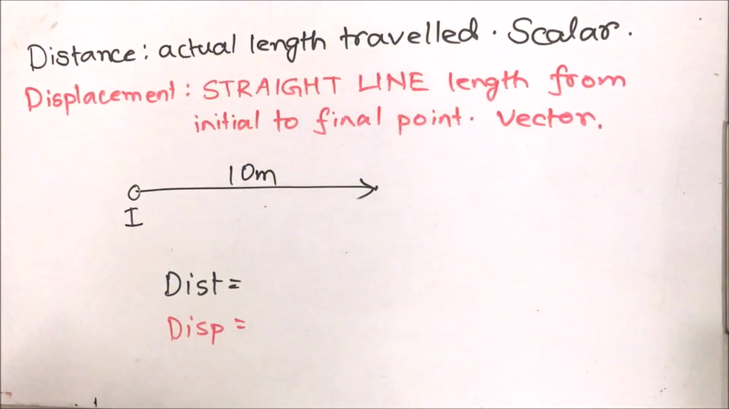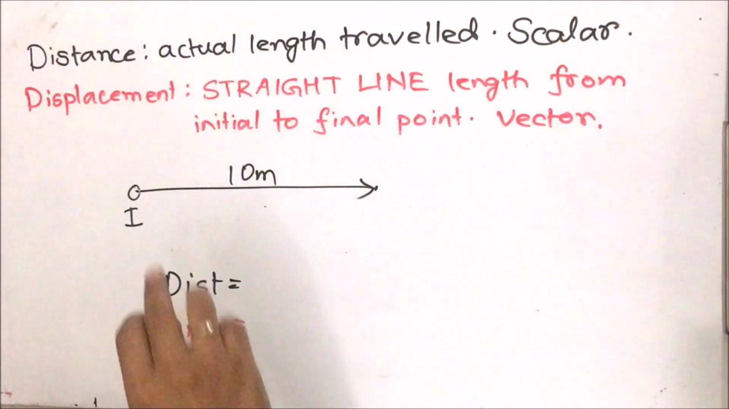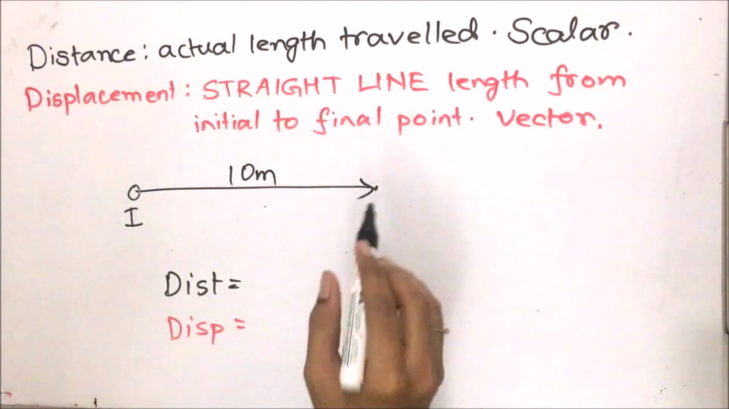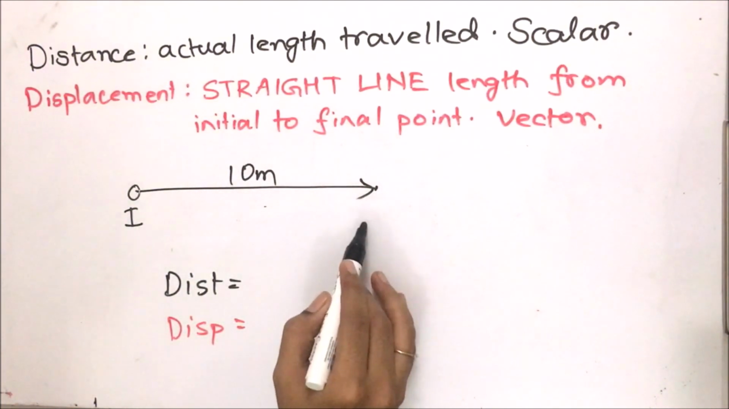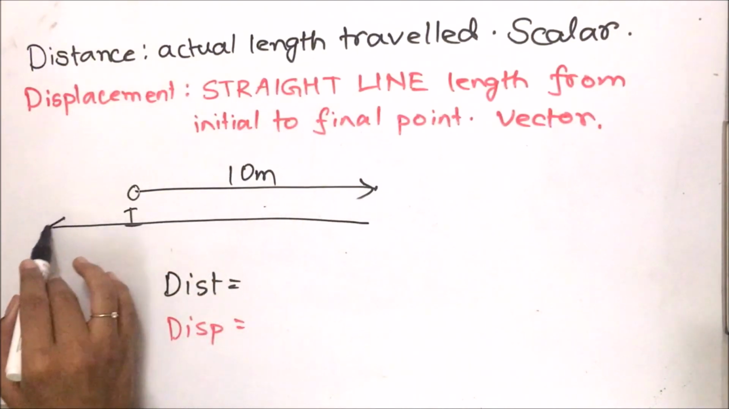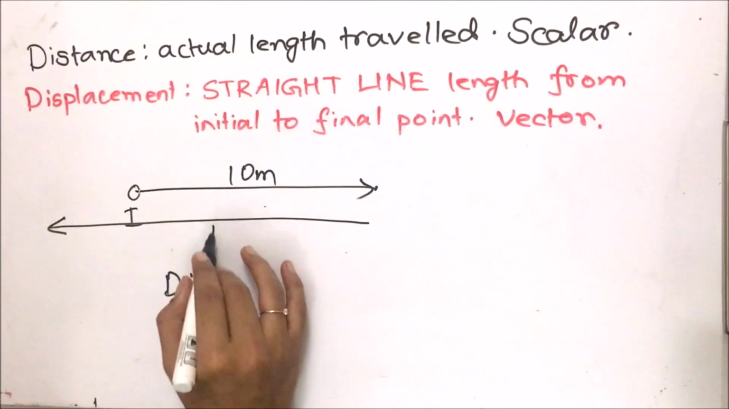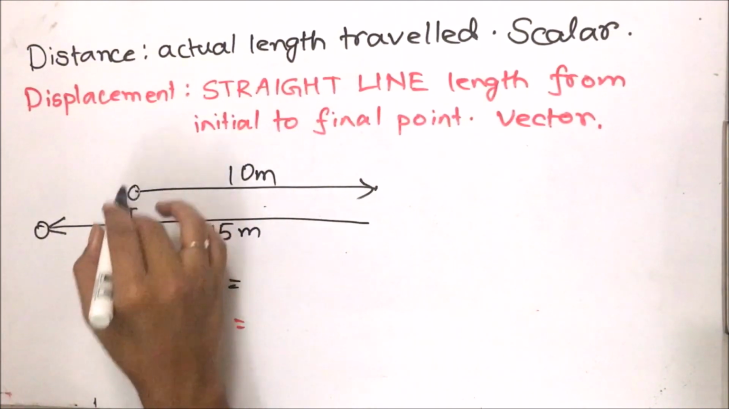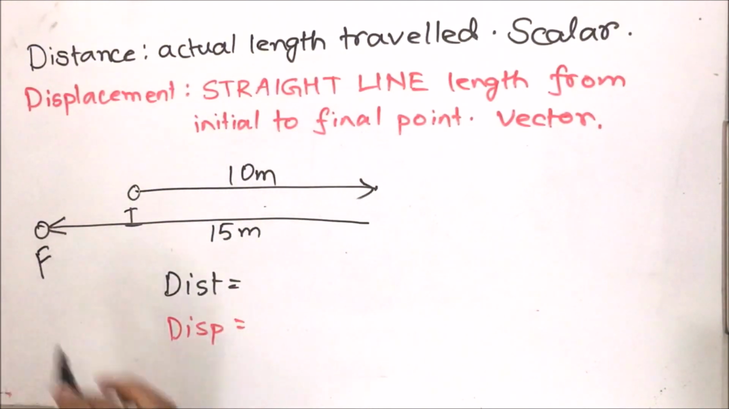Let's see how that happens. Imagine that you start from your old initial point, travel 10 meters, but this time instead of traveling only 3 meters, you travel all the way behind your initial point, a total of 15 meters. So that's your initial point and here is your final point.